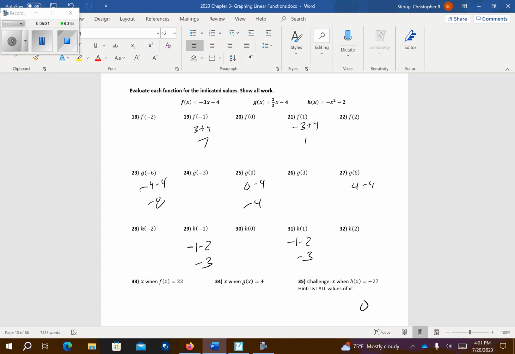And then number 33, what is x if we're using the f function? So you have -3x plus 4 equals 22. Oops, that should be 4, not a 44, excuse me. Subtract 4 from both sides. Divide by -3. And then number 35, when h of x is -27. Ooh, ask about this one in class. I think you'll get some better motivation from your teacher.